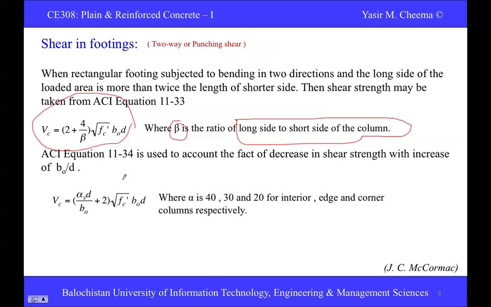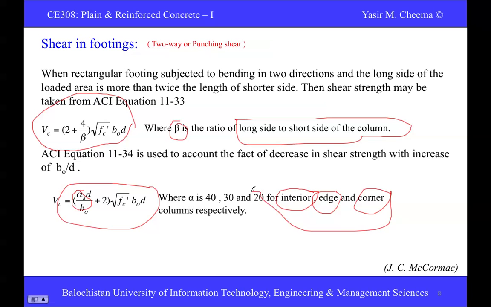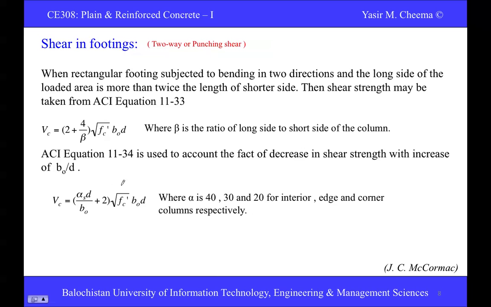So in that case this formula is used, and in this formula the one different thing is alpha s, and this alpha s has 3 values: 40, 30 and 20. For interior columns its value is 40, for edge columns this alpha value is 30, and for corner columns this value is 20. Clear? So there are three values of alpha, the rest you already know, and this alpha value is 40 for interior columns, 30 for edge columns, and 20 for corner columns.